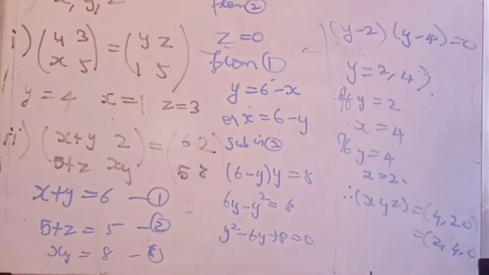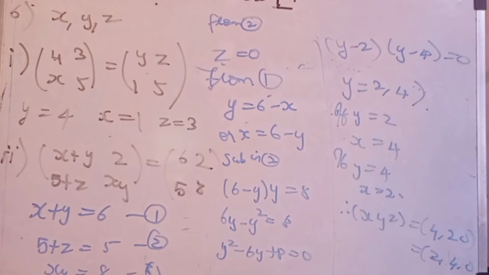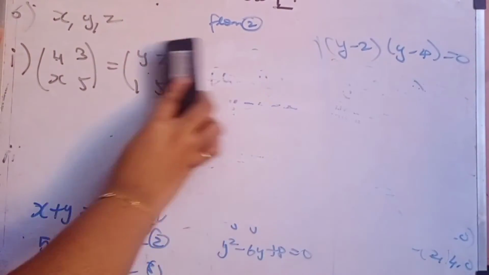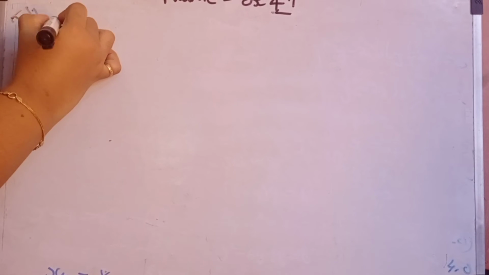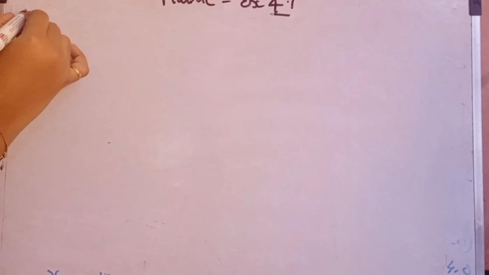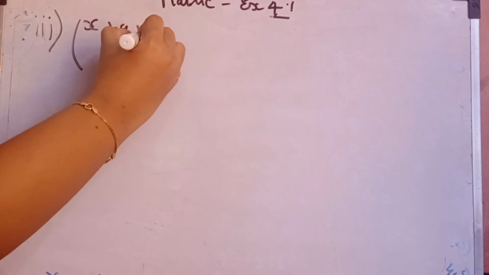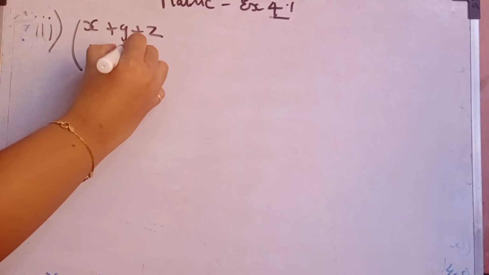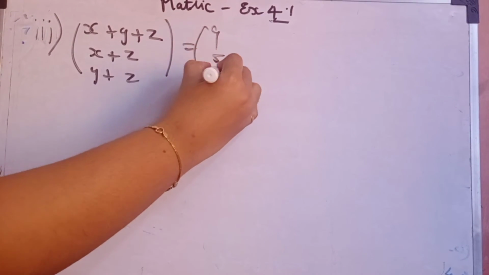Okay. Are you clear with this sixth sum? How to find the values of x, y, z? Okay. Then we are going for the seventh one. We are going for the third subdivision. What they have given is x plus y plus z, x plus z and y plus z as 9, 5 and 7.